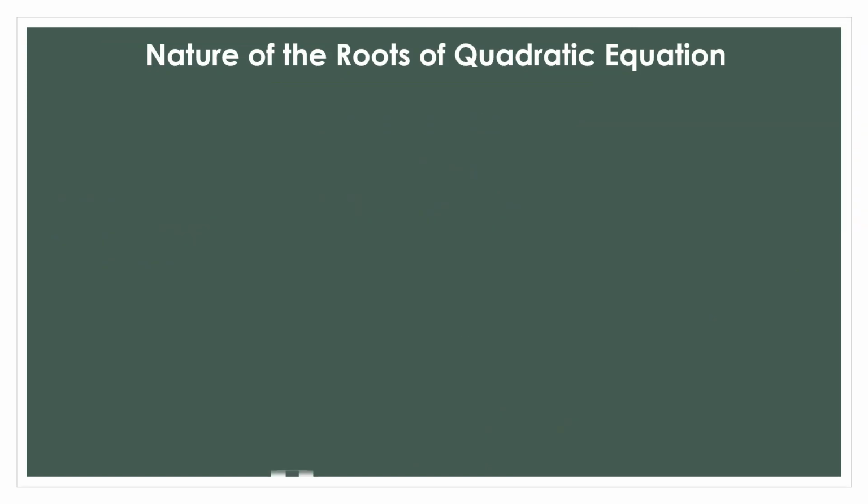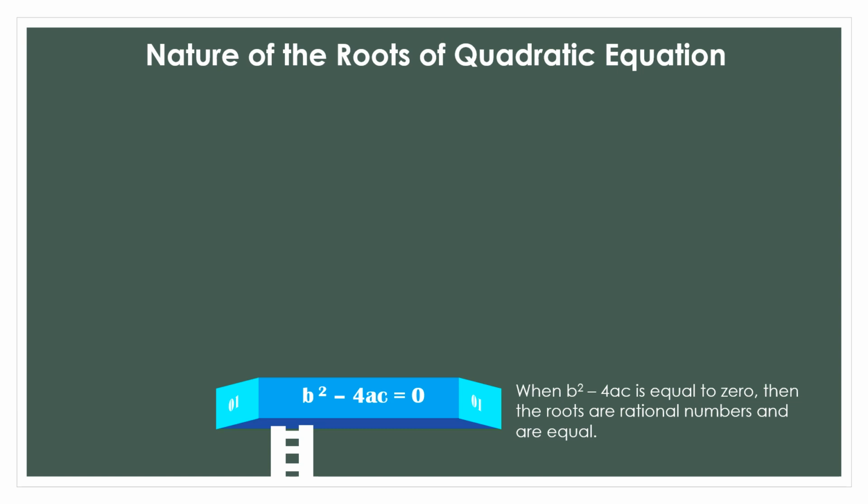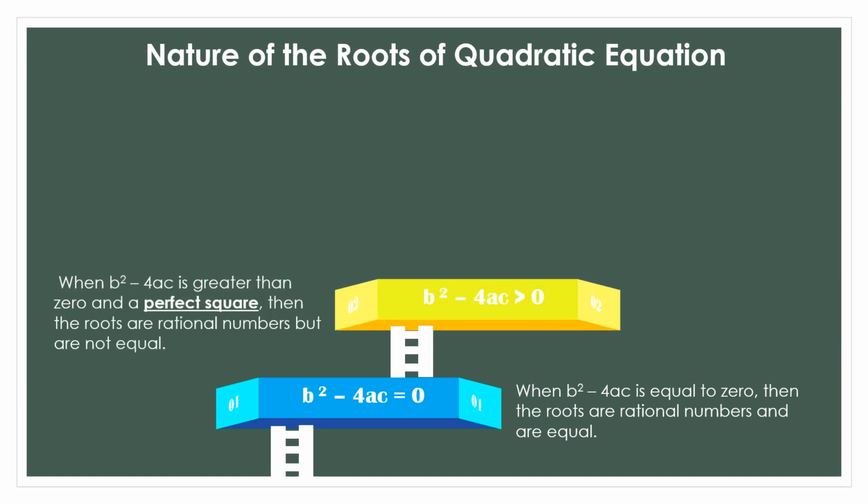The first rule of the nature of the roots of a quadratic equation: when b squared minus 4ac is equal to 0, then the roots are rational numbers and are equal. The next one is when b squared minus 4ac is greater than 0 and a perfect square, then the roots are rational numbers but are not equal.